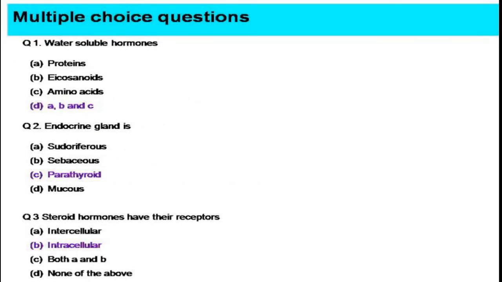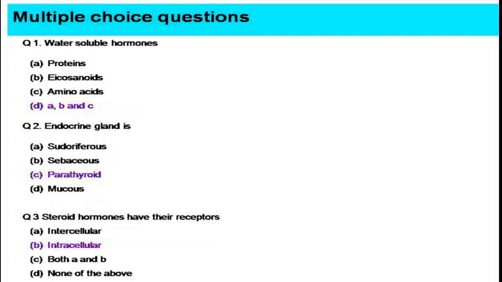Let's see some multiple choice questions. Question number 1, water soluble hormone is: A proteins, B eicosanoids, C amino acids, and D all of the above. The answer is D, all of the above. Question 2, endocrine gland is: A sudoriferous gland, B sebaceous gland, C parathyroid gland, and D mucous gland. The answer is C, that is parathyroid gland.